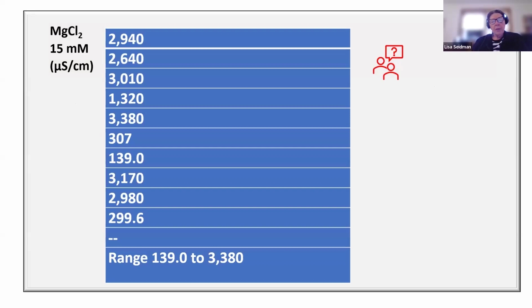So I'm going to show you a little bit of class data. The first one is for magnesium chloride. So this is a single salt. All they have to do is dissolve it. And their values, you can see, are pretty variable, from 139 to 3,380 microsiemens per centimeter. So I've cheated a little bit in showing you this particular set of class data. Usually it's not quite this bad, but this is really variable.